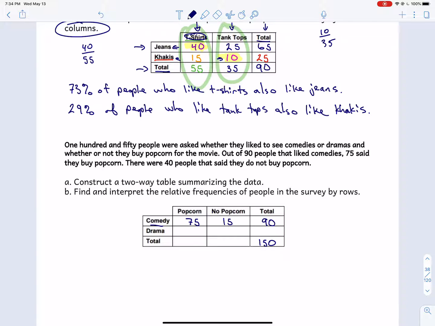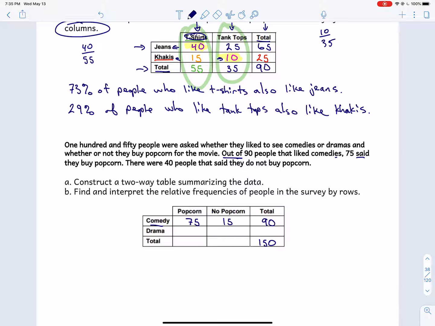Okay, so we could change this sentence here, and we could say, out of 90 people that like comedies, 15 said they do not buy popcorn. Okay, so that's a statement. It's not a frequency. It kind of is, but it doesn't give us the percent. So very similar to what we need to do for part B, but we need to find the percent.